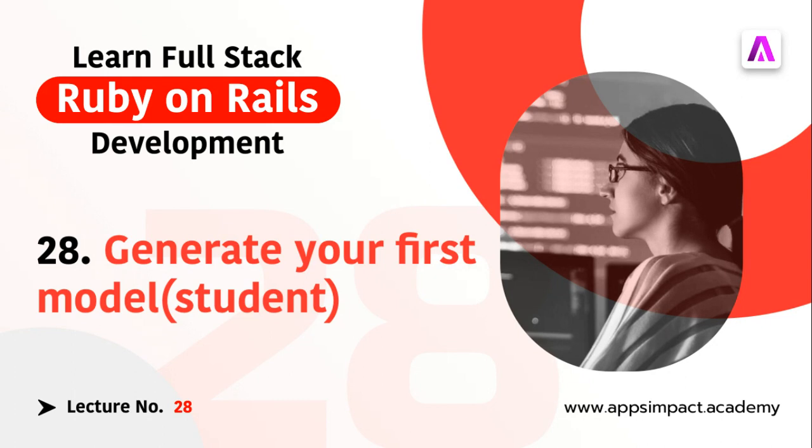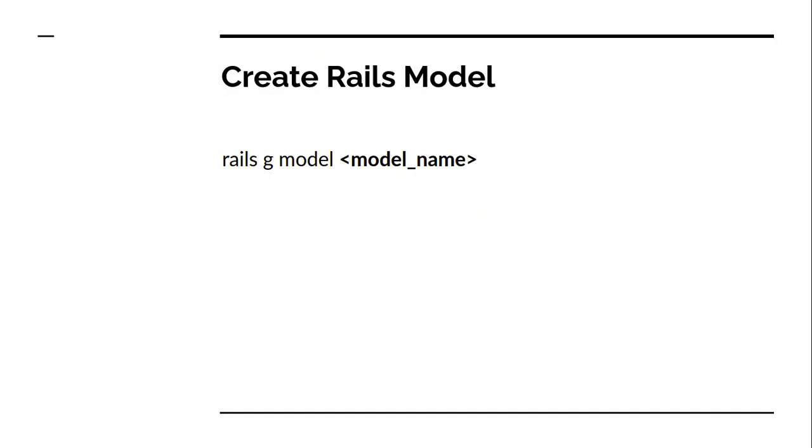In this lecture, we will create our first model. In the last lecture, we learned what models are, how we can use them, and why they are used. But in this video, we will try to create our first model. For creating a model in Rails, we can use the Rails generator like this.